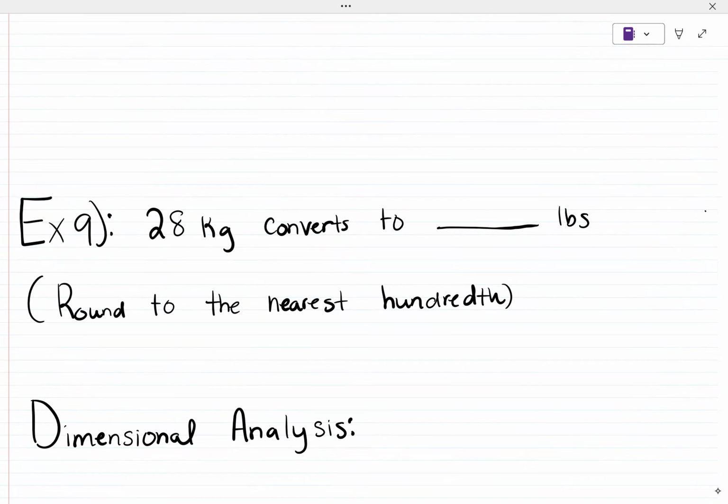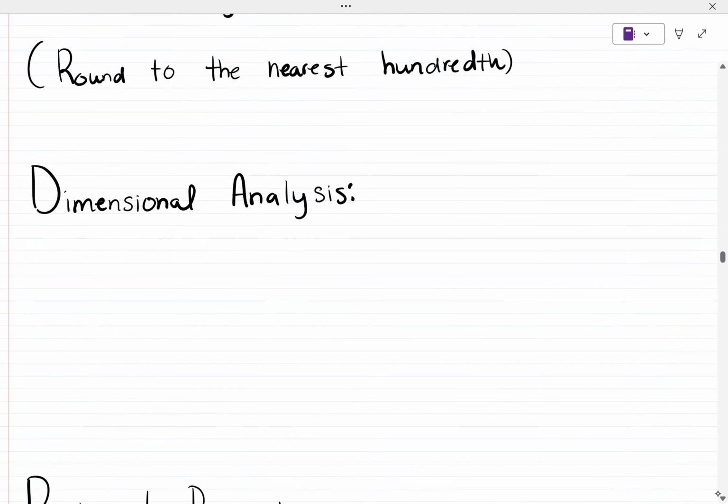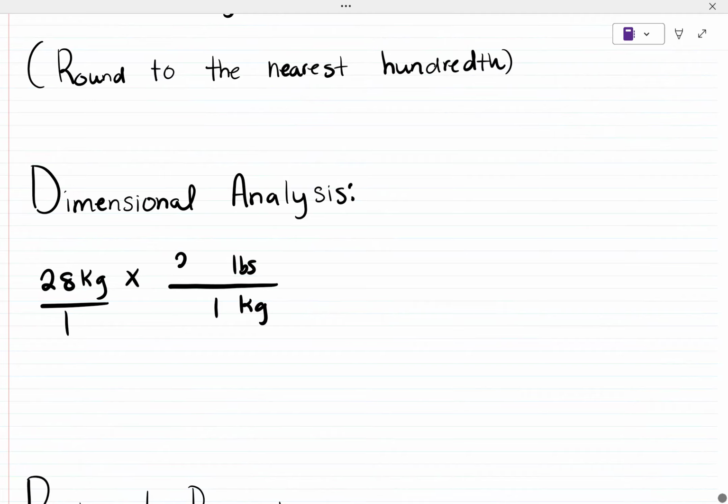Okay, example 9. We have 28 kilograms converts to how many pounds? The direction says round to the nearest hundredths. Okay, so let's do the dimensional. So we were given 28 kilograms times a fraction, kilograms on the bottom, and then pounds on the top. Okay, you can put an invisible 1. But what is the relationship between kilograms and pounds? Well, we know that for 1 kilogram, there is 2.2 pounds.